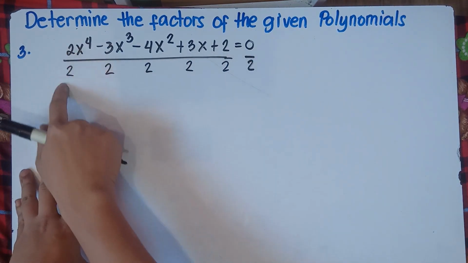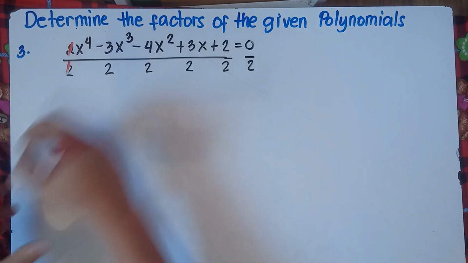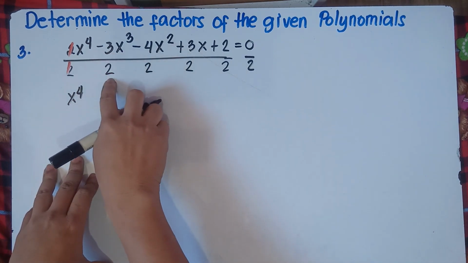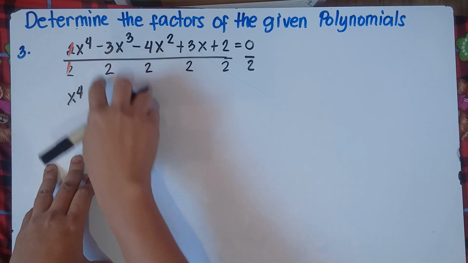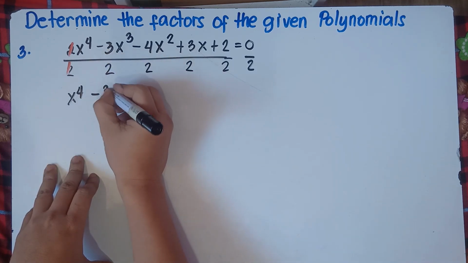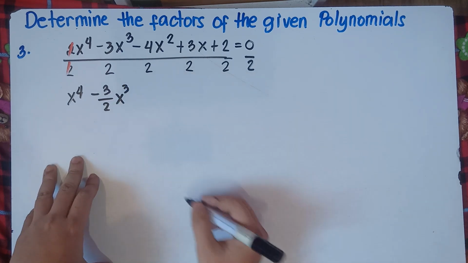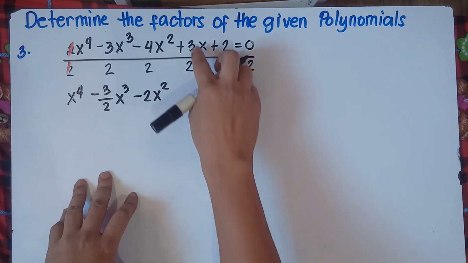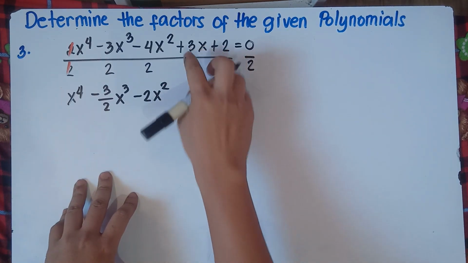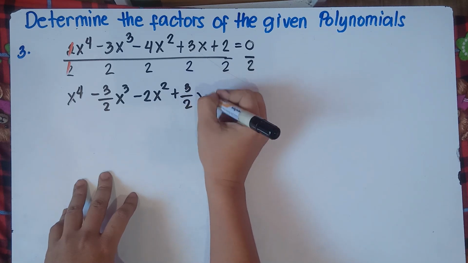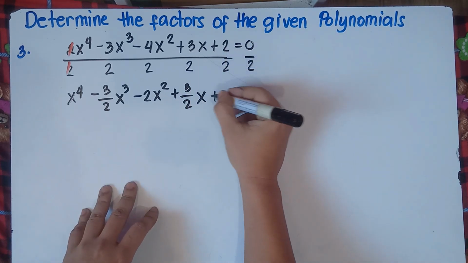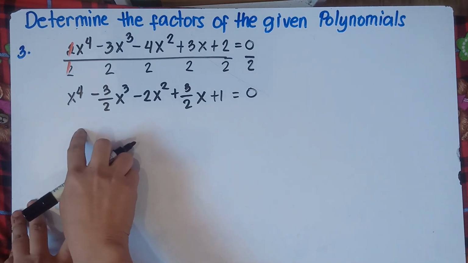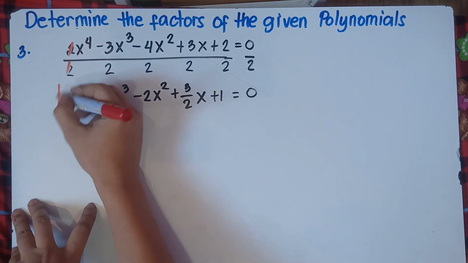So 2 divided by 2, this will be 1, so you can cancel this out. And this will be x raised to the power of 4. Then negative 3 divided by 2. Since we cannot divide it, we get a decimal answer, so simply copy negative 3 over 2 x cubed. Then negative 4 divided by 2, that's negative 2 x squared. Then positive 3 divided by 2, we cannot divide, copy, plus 3 over 2x. Then 2 divided by 2, that is positive 1, equals 0 divided by 2, that is 0. And this will be now our new equation class.